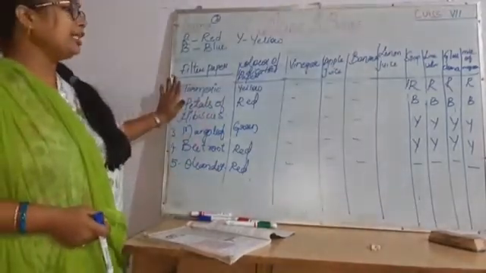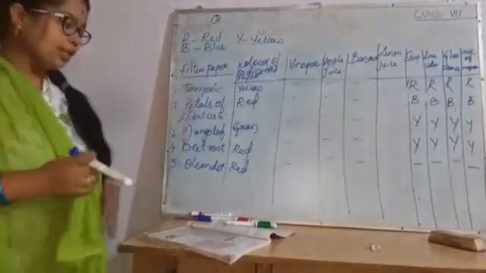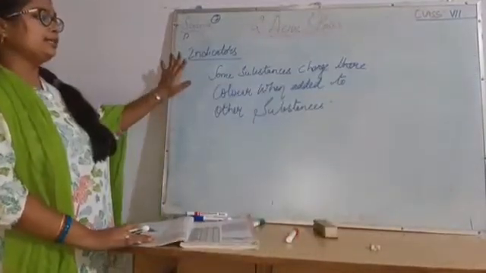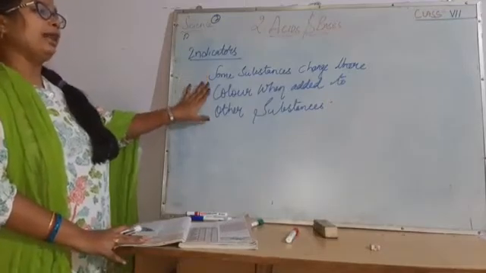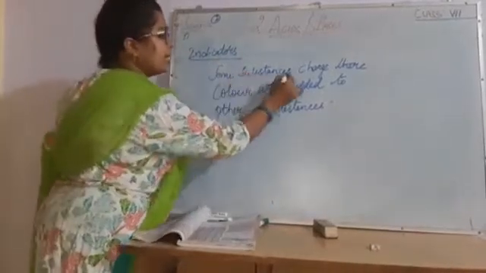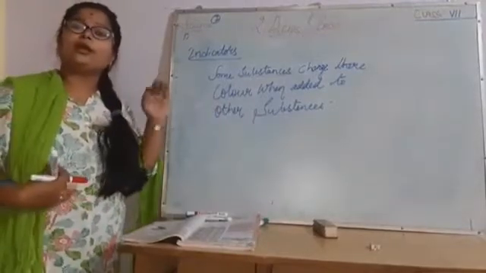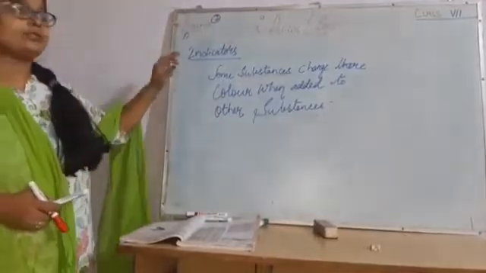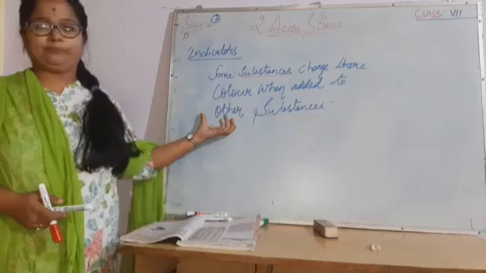That means what? They are changing their color when some substance is added to them. So some substances will change their color when other substances are added to them. Like our hibiscus, like our turmeric, they change their color when they are added to another substance. These are all called indicators, which indicate, by changing their color, what substance has been added to them.